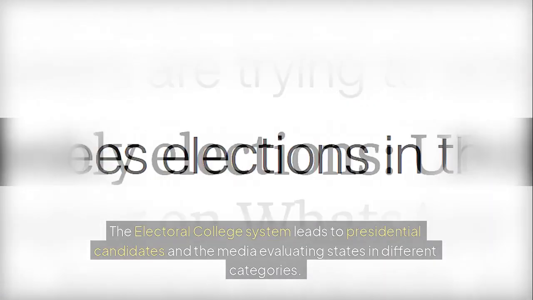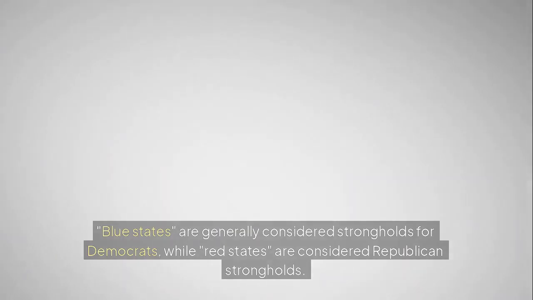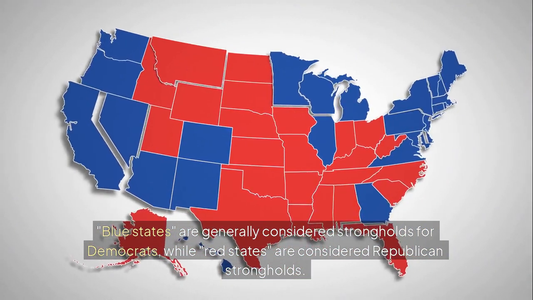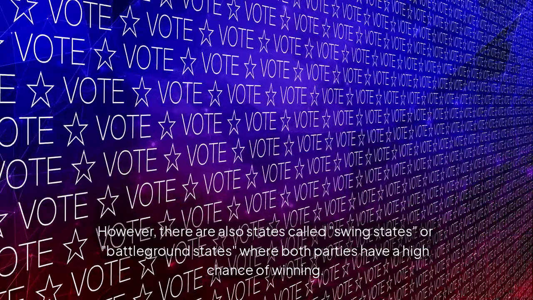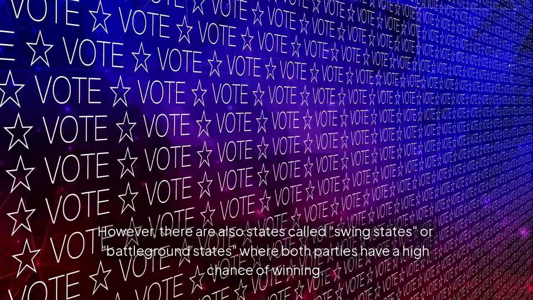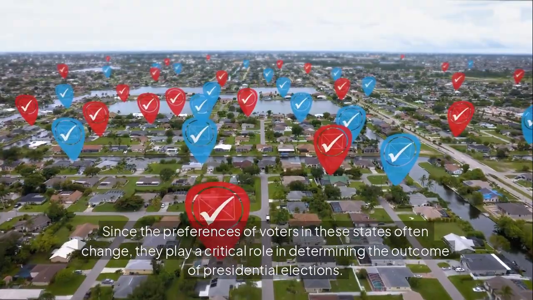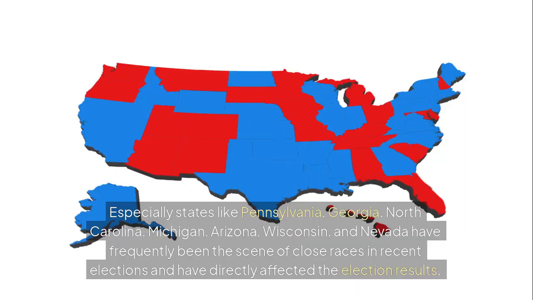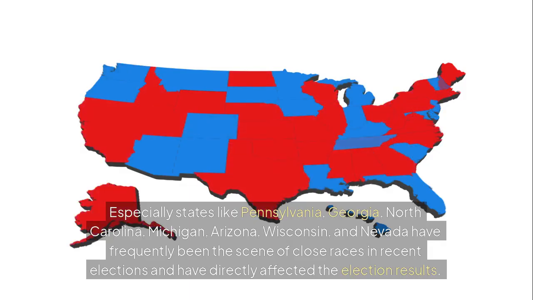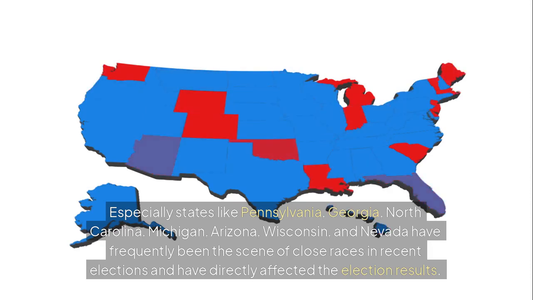Why are critical states important? The Electoral College system leads to presidential candidates and the media evaluating states in different categories. Blue states are generally considered strongholds for Democrats, while red states are considered Republican strongholds. However, there are also states called swing states or battleground states where both parties have a high chance of winning. Since the preferences of voters in these states often change, they play a critical role in determining the outcome of presidential elections. Especially states like Pennsylvania, Georgia, North Carolina, Michigan, Arizona, Wisconsin, and Nevada have frequently been the scene of close races in recent elections and have directly affected the election results.